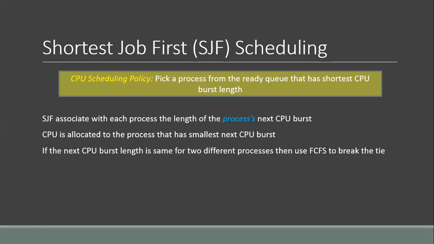This means that it might be the case that ready queue has two processes which have same burst length. And when this is the case, then first come, first served scheduling policy is used to break the tie between these two processes. That process will be selected for execution that has arrived first in the ready queue.